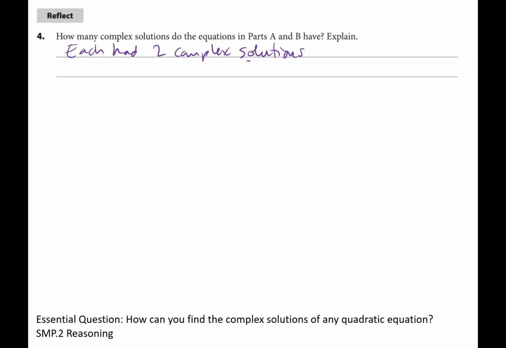and they said because complex numbers include reals and imaginaries. So because complex numbers include real and imaginary.